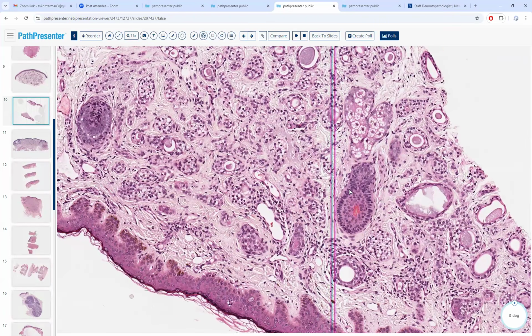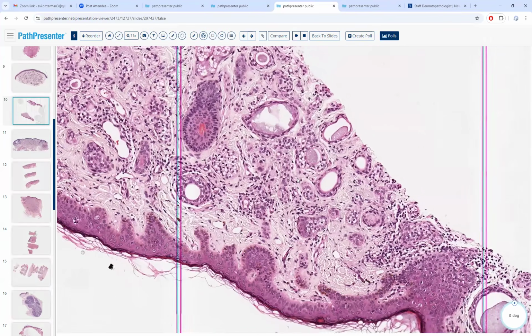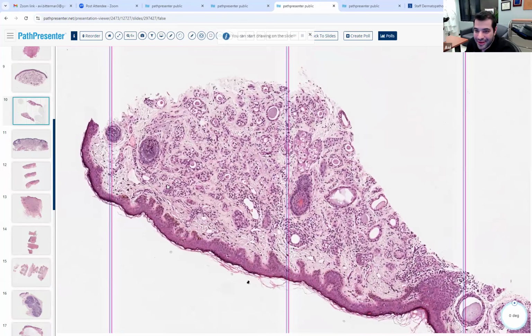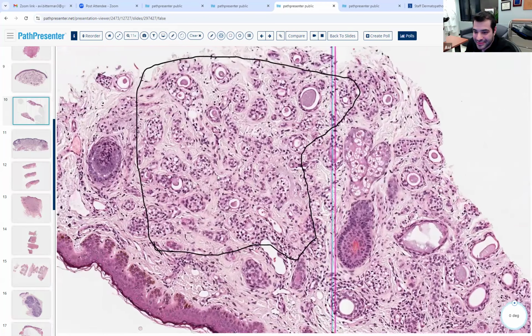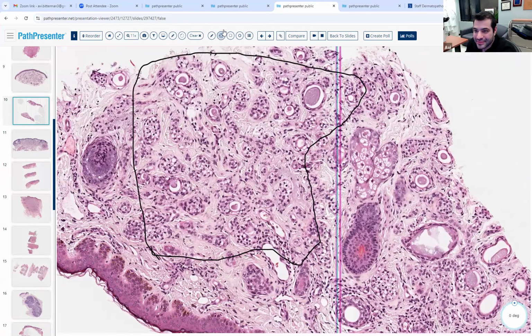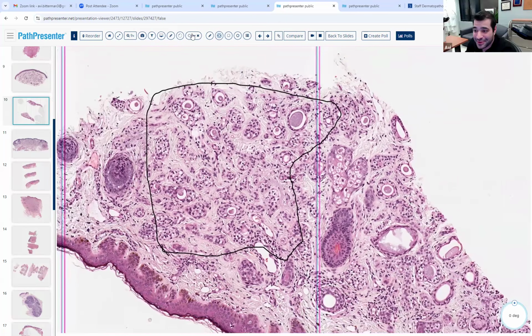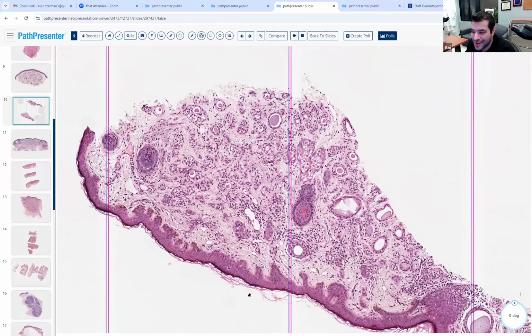Mm-hmm. So all of this. See all that? All that's tumor. I feel like this is not a malignant tumor. I feel like that too. Tell us why you feel like that.